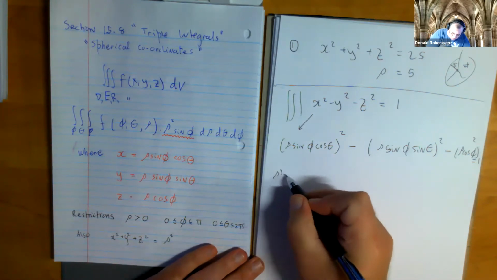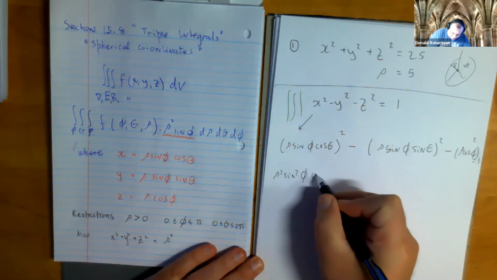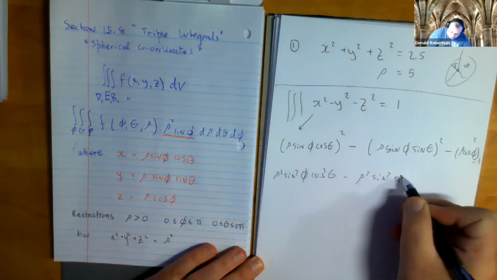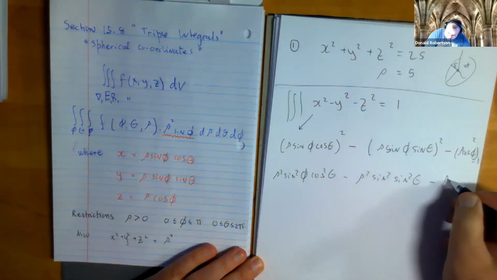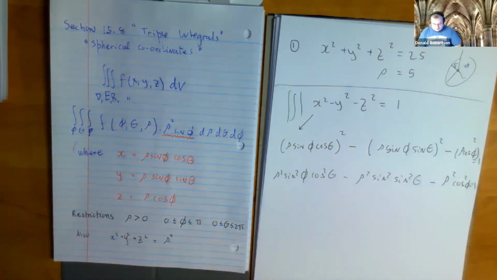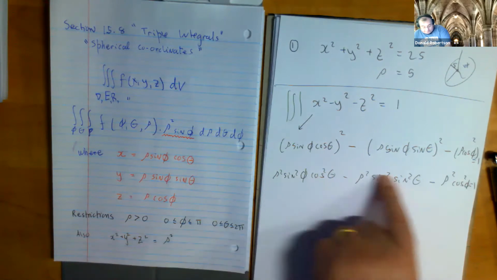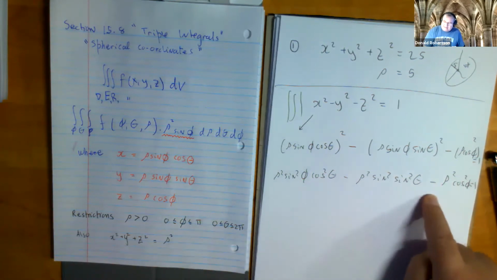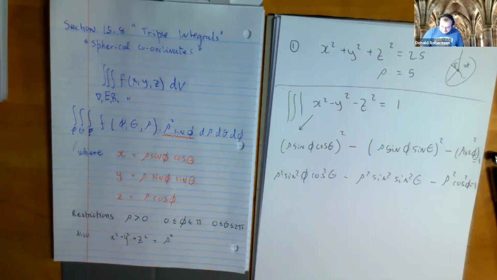So what do I get? I get rho squared sine squared phi cos squared theta, take away rho squared sine squared phi sine squared theta, take away rho squared cos squared phi equals 1. Now, it might be that that's as good as that's ever going to be. But if it is possible, and most of the time it should be, this guy here needs to be simplified. Any suggestions about what I might do?